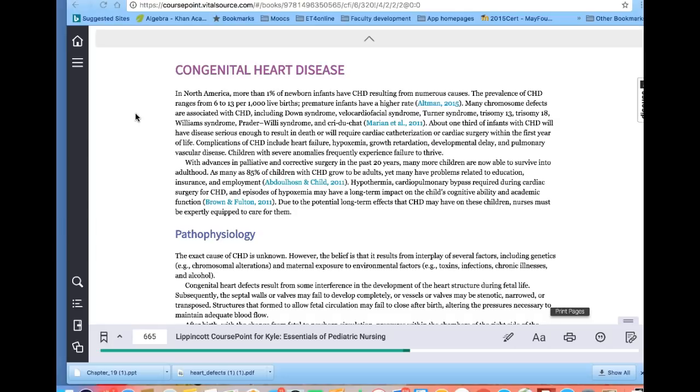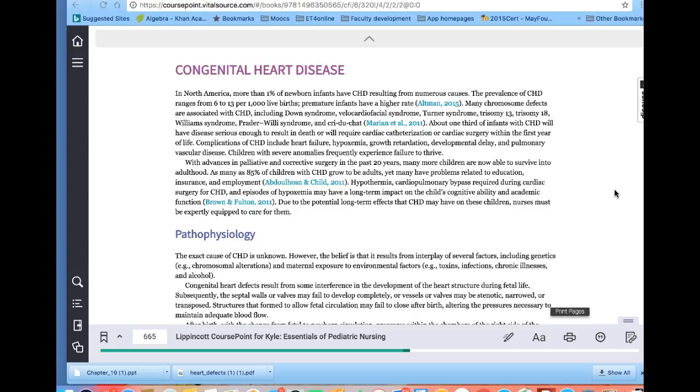Now, there are some defects, like a tetralogy of Fallot, that have multiple step surgeries to fix, to repair. You don't need to know each one of those surgical procedure names. Just know that surgery is how we're going to repair it. Okay, we could go very deep into all of these defects, but coming right out of nursing school, unless you're going to be a pediatric cardiology RN, a general 30,000 feet view is what you need. Okay, so now we can get started.